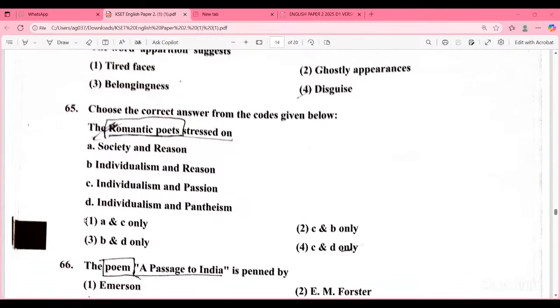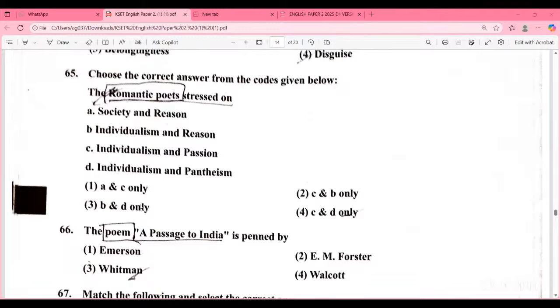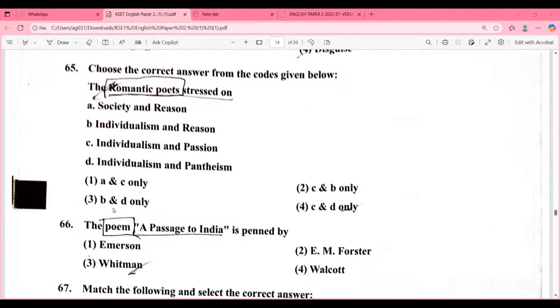All right. Choose the correct answer from the codes given below. The Romantic poets stressed on dash, society and reason, individualism and passion, individualism and pantheism. We will go with C and D only. The Romantic poets stressed on individualism and passion and individualism and pantheism. C and D only. Option 4 here.